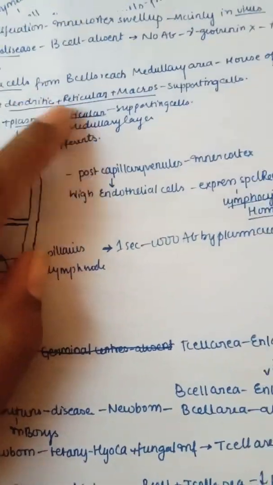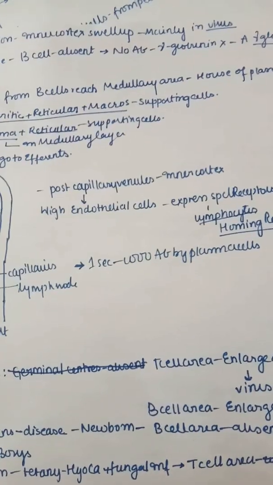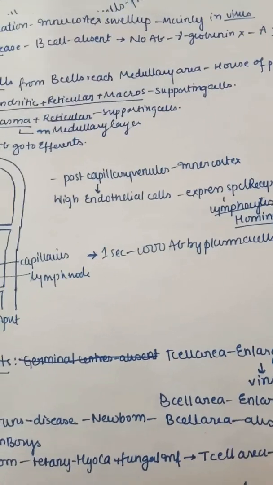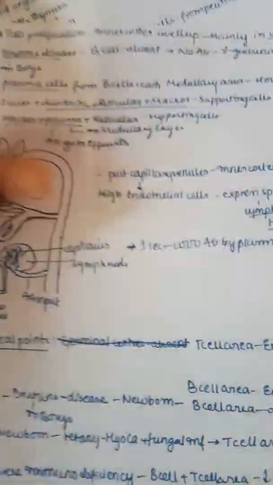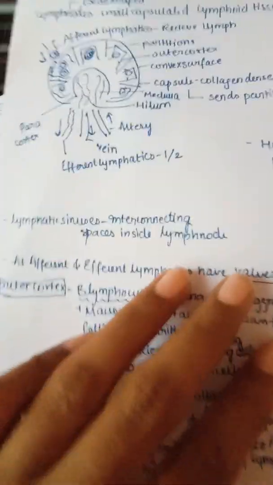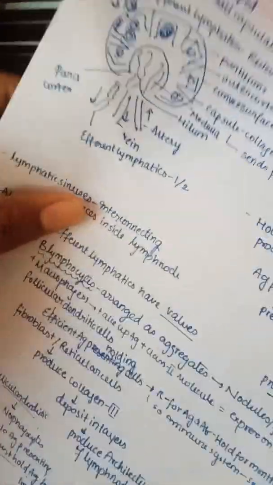And next, the plasma cells from the B cells reach the medullary area, which is nothing but the house of the plasma cell. So the medullary area is the house of the plasma cell. That is in the diagram we can check out here. This is the medullary area where we can find the plasma cells.